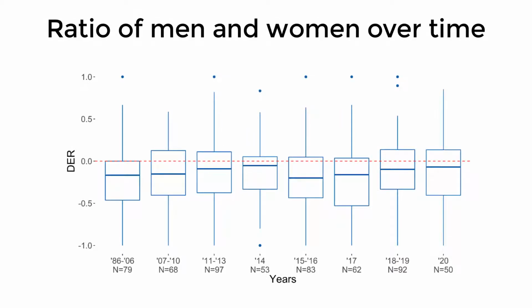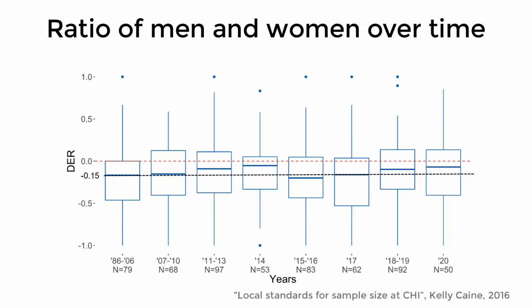When examining the comparative representation of men and women, we find that the underrepresentation of women is persistent. The average DER of -0.15 that the median hovers around is equivalent to 10 men for every 7 women. This is the same ratio of men to women that previous literature found in 2014.